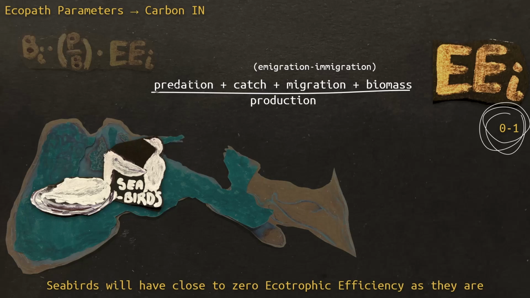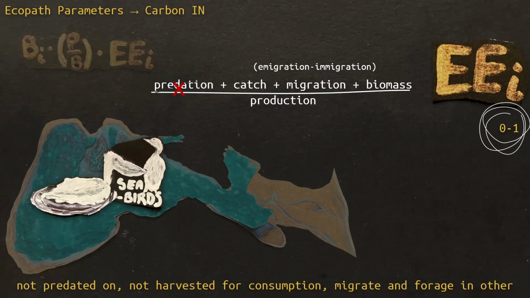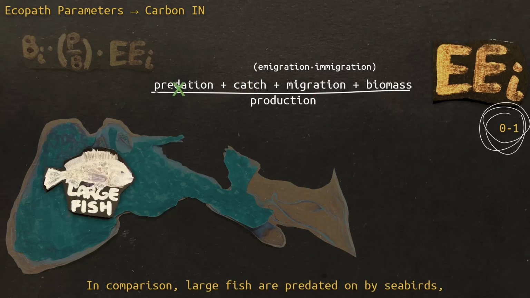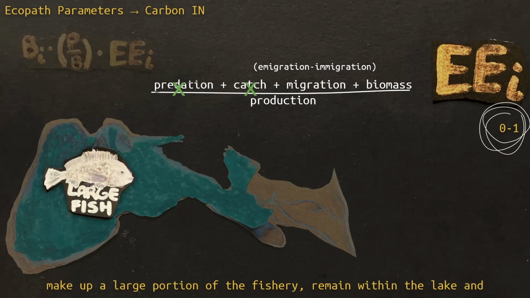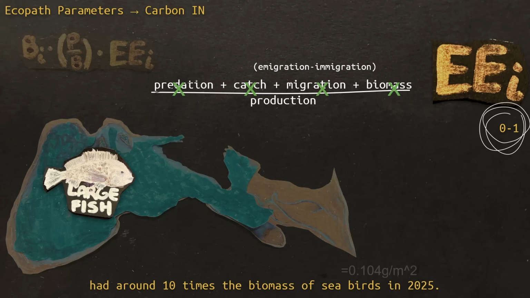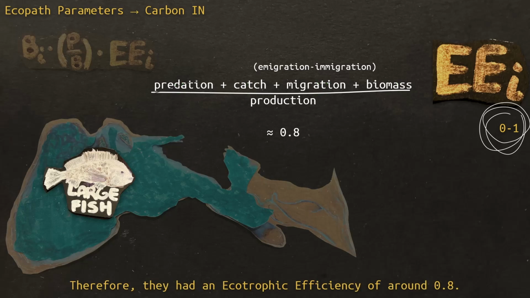Seabirds will have close to 0 ecotrophic efficiency as they are not predated on, not harvested for consumption, migrate and forage in other additional locations, and have a low total biomass. In comparison, large fish are predated on by seabirds, take up a large portion of the fishery, remain within the lake, and have around 10 times the biomass of seabirds in 2025. Therefore, they had an ecotrophic efficiency of around 1.8.